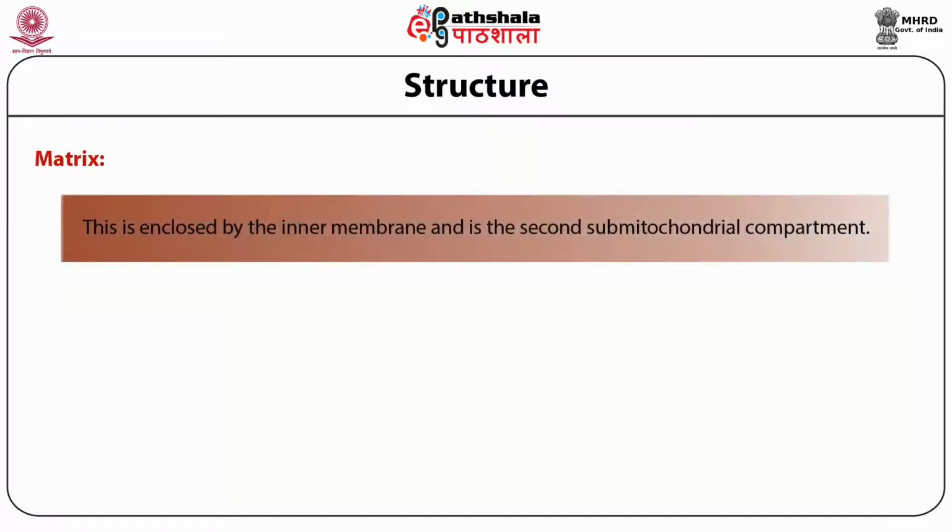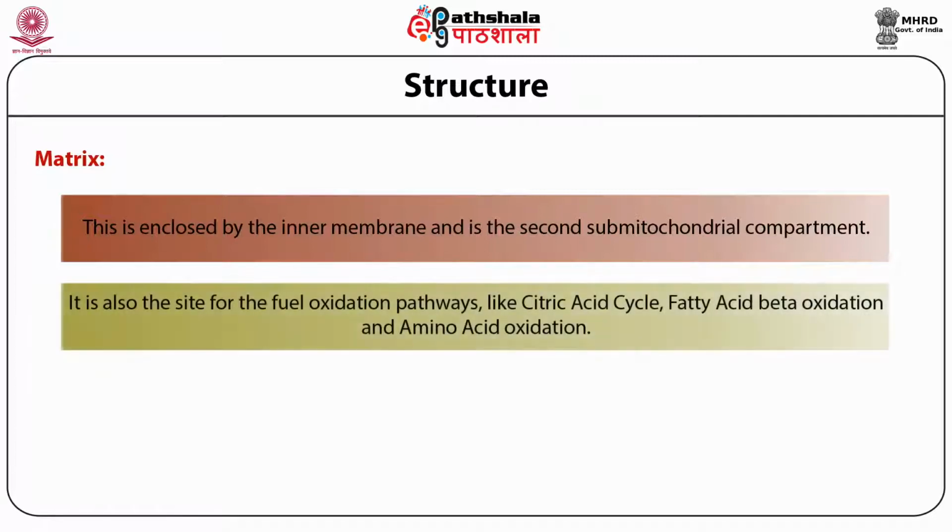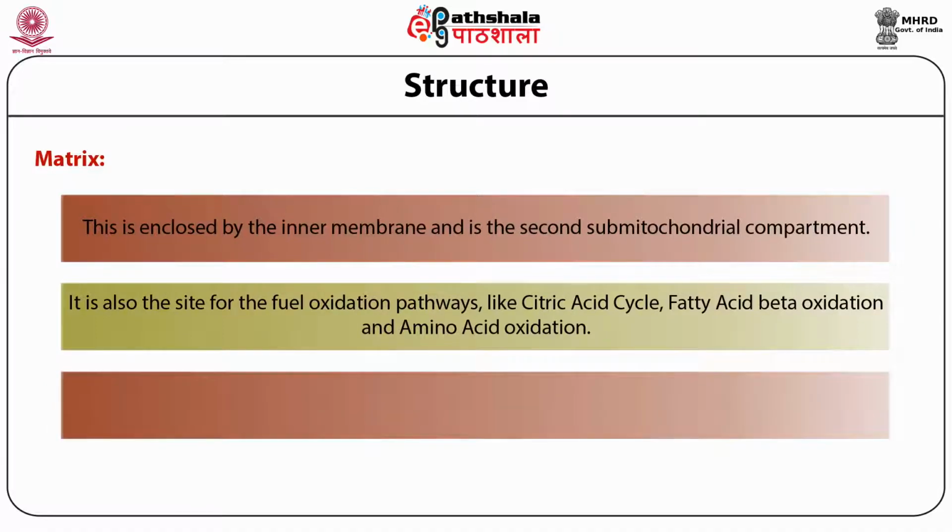The matrix. This is enclosed by the inner membrane and is the second submitochondrial compartment. It contains the mitochondrial genome and all the machinery for DNA replication, transcription, and protein synthesis, including the ribosomes. It is also the site for the fuel oxidation pathways like citric acid cycle, fatty acid beta oxidation, and amino acid oxidation. It also houses the pyruvate dehydrogenase complex for the conversion of pyruvate to acetyl-CoA.